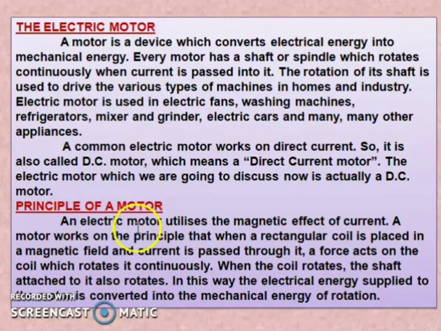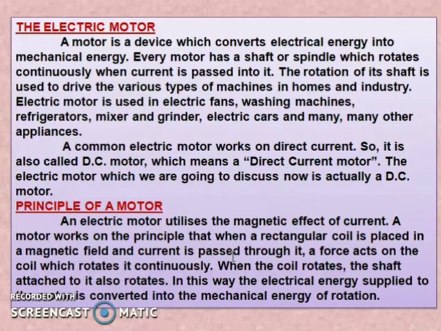A motor works on the principle that when a rectangular coil is placed in a magnetic field and a current is passed through it, a force acts on the coil which rotates it continuously. When the coil rotates, the shaft attached to it also rotates. In this way, the electric energy supplied to the motor is converted into the mechanical energy of rotation.